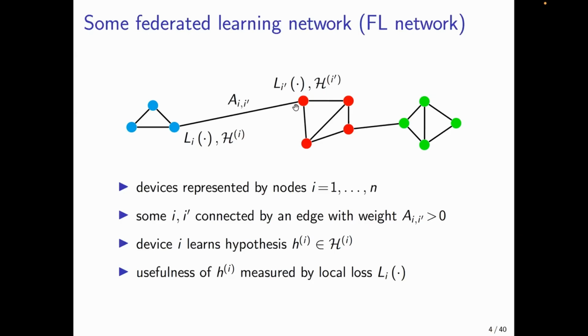And some of these nodes, which represent devices, are connected by an edge. And these edges are weighted. We assign a non-negative weight to an edge, and this weight indicates how much these two nodes collaborate with each other. And today we will see how we can make this happen. So how can we make them collaborate?